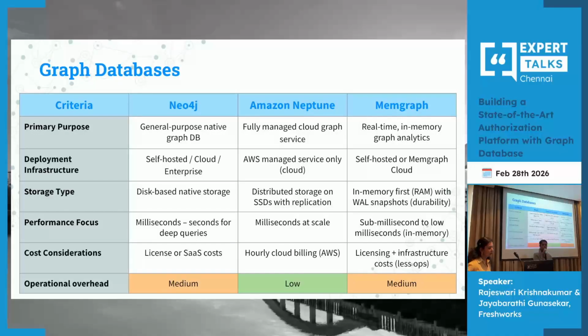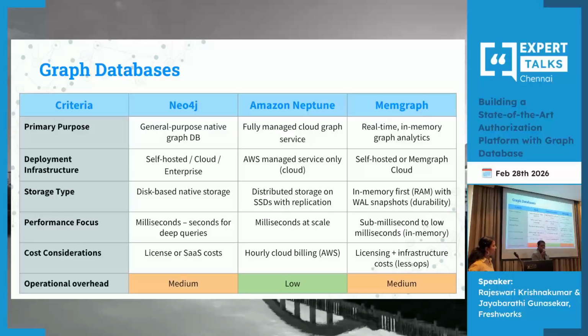So Amazon Neptune is based on hourly billing, but for us, since we were already using the AWS ecosystem for many other services in Freshworks, I think Amazon Neptune was an easier bet for us for easy integration and in terms of cost considerations as well. So we chose Amazon Neptune for our solution.